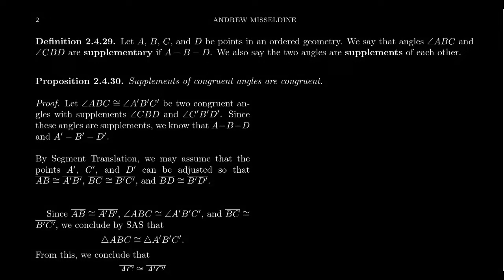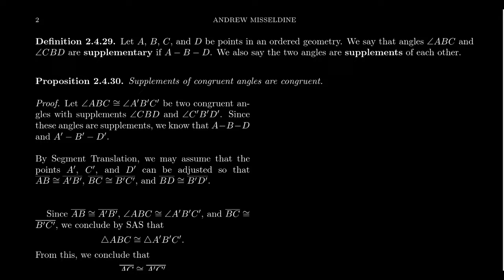In this video, I want to define the idea of supplementary angles in an ordered geometry. Imagine we have four points, A, B, C, D, that belong to an ordered geometry. Then we can say that the angles ABC and CBD are supplementary if the point B is between A and D, which, be aware, because of the axioms of betweenness, actually means that A, B, and D must be collinear.